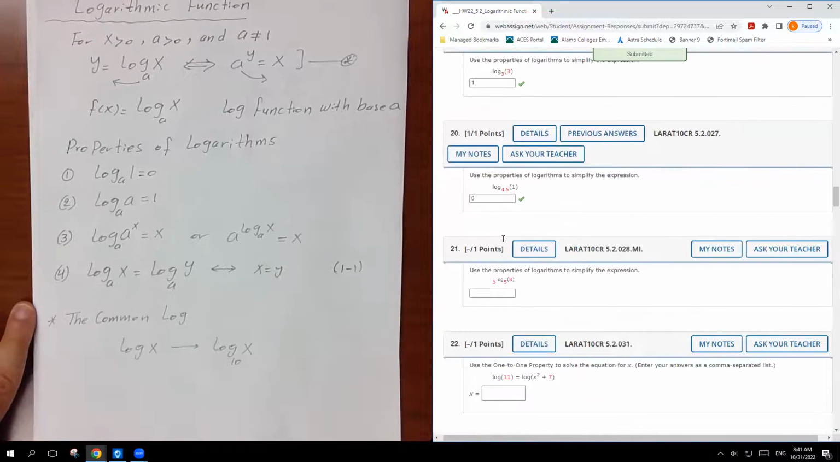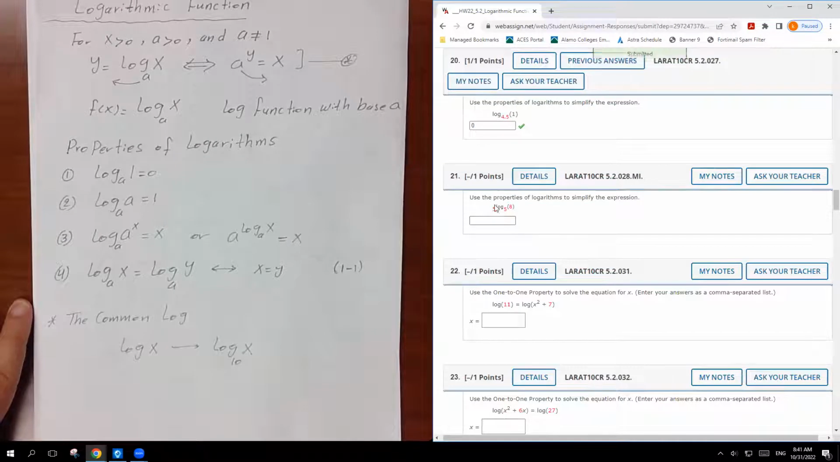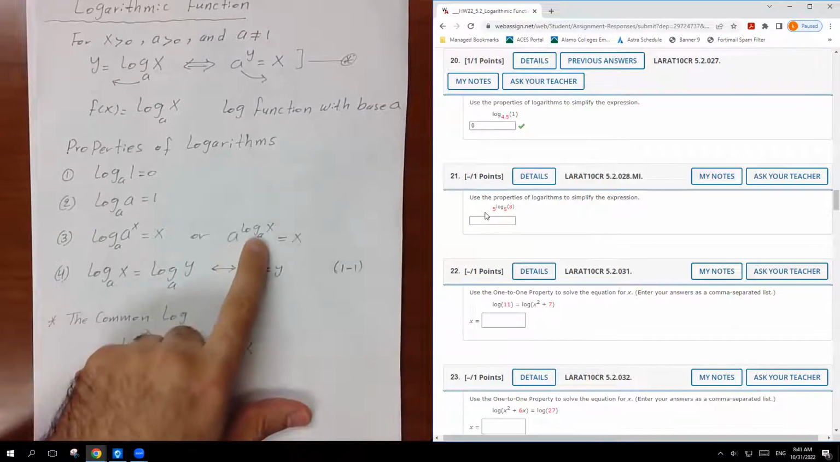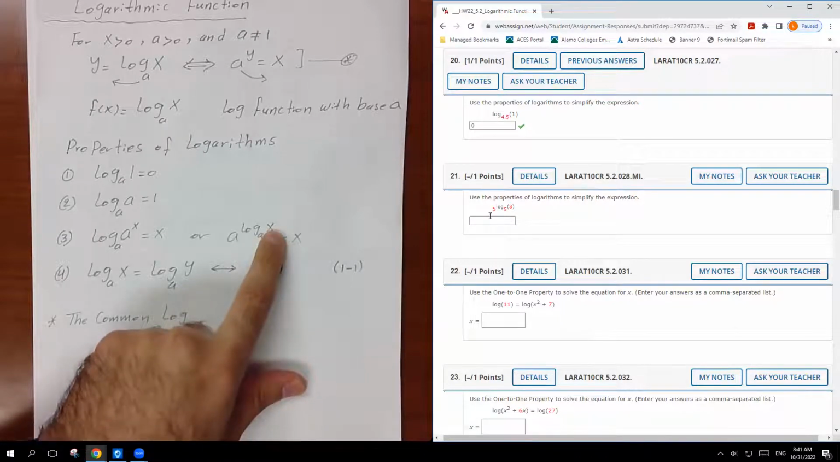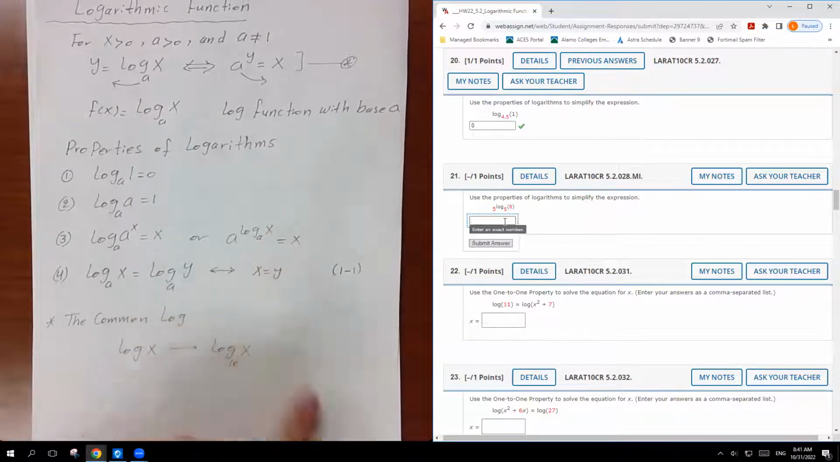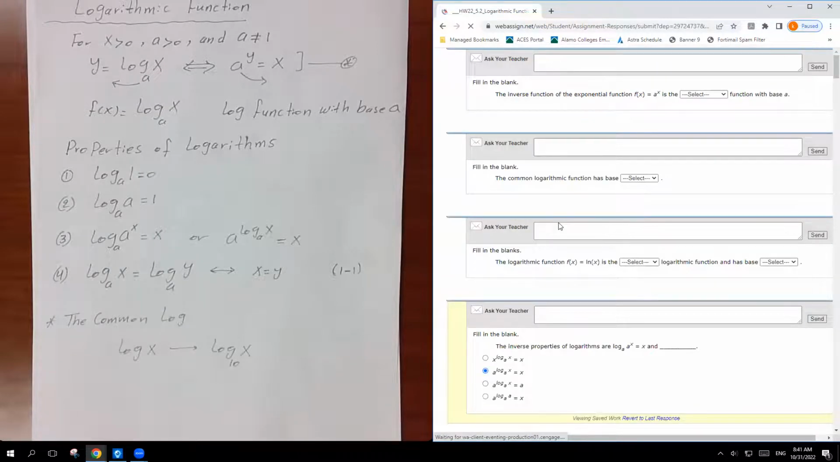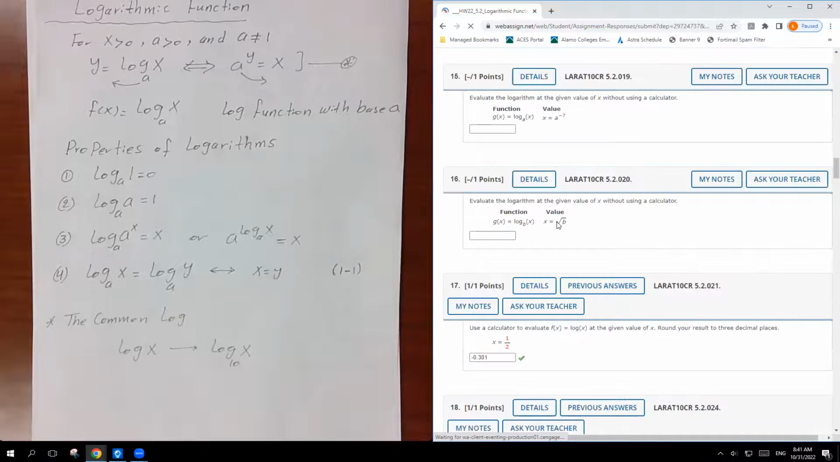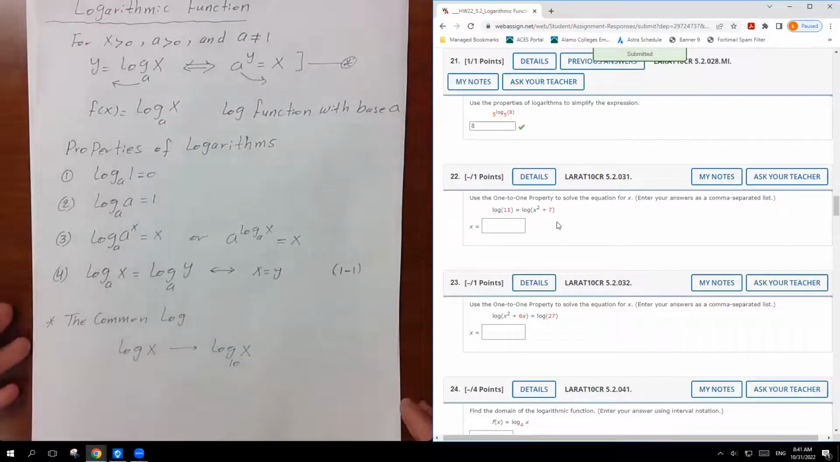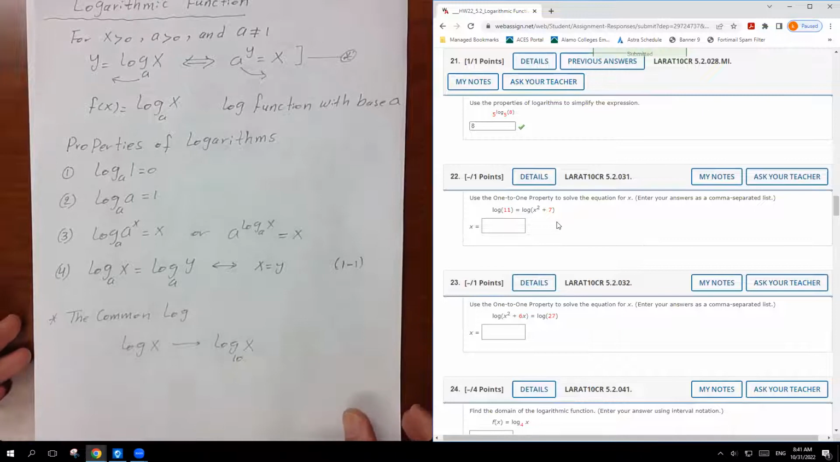Next example, use the properties. 5 to the log base 5 of 8. Which one's similar to this one? 5 to the exponent, and in the exponent there is log to the base 5 of the number 8. So the result is going to be x. And how much x here is 8. So that's our result. You're just going to type 8. That's it for this example. So you have to know these properties because they make everything easier for you.